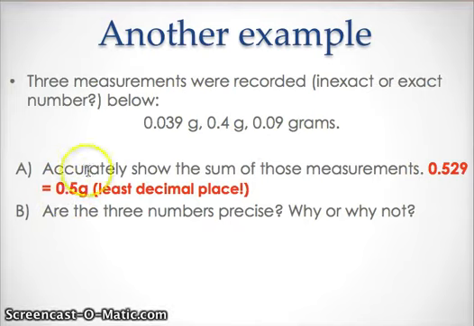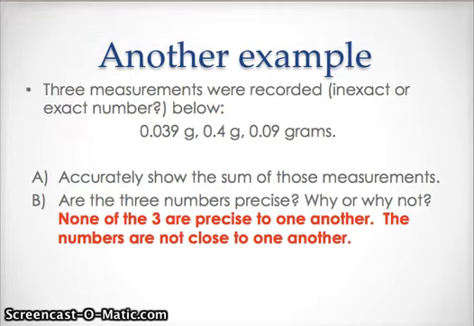Are the 3 numbers precise? And the answer is no, they're not even close to one another. Okay, you have to look at it from one digit. So 0.39, 0.4, very different numbers.